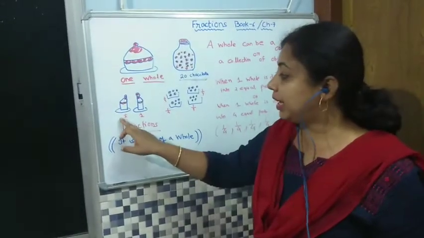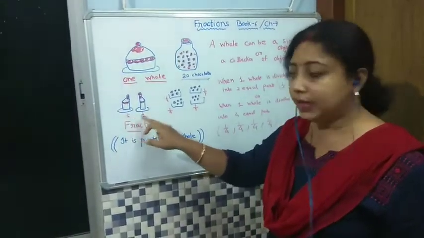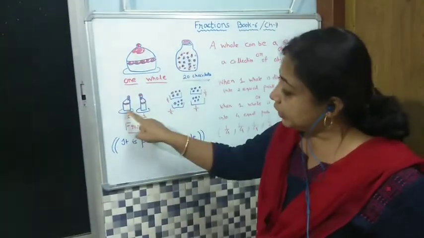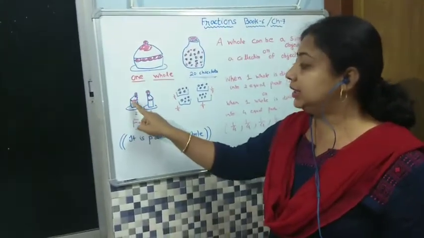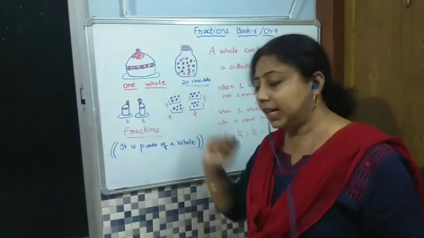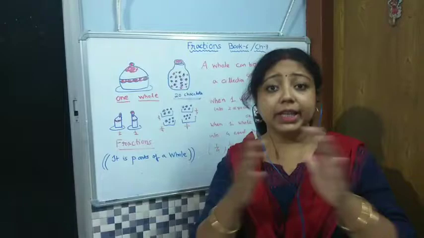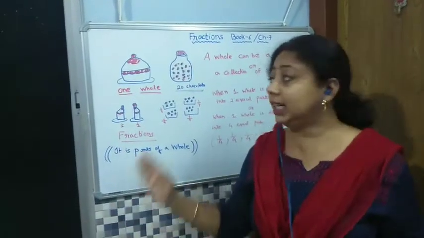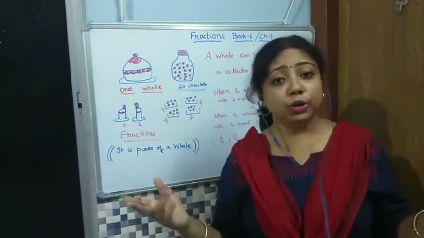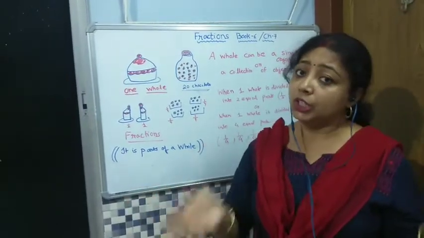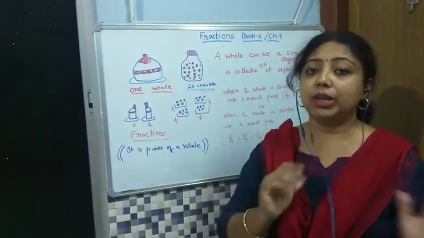That is, this is 1 by 2, half, this is also 1 by 2. That means, this whole cake is divided into two parts and this is its one part and this is the other part. So, this is called a fraction, when a whole thing is divided into many parts. Here the cake is divided into two parts. I can also divide the cake into 4 parts, into 5 parts. All the parts are fractions.